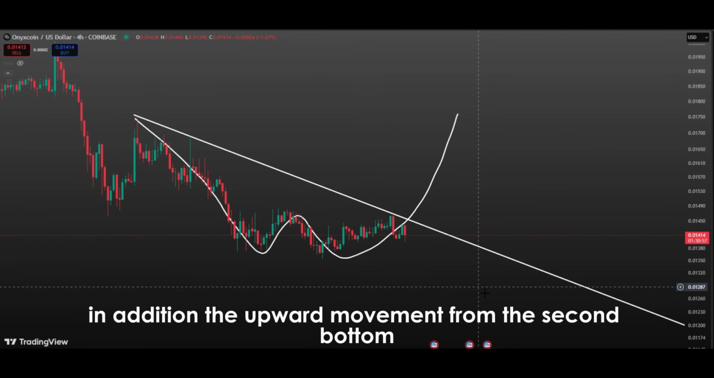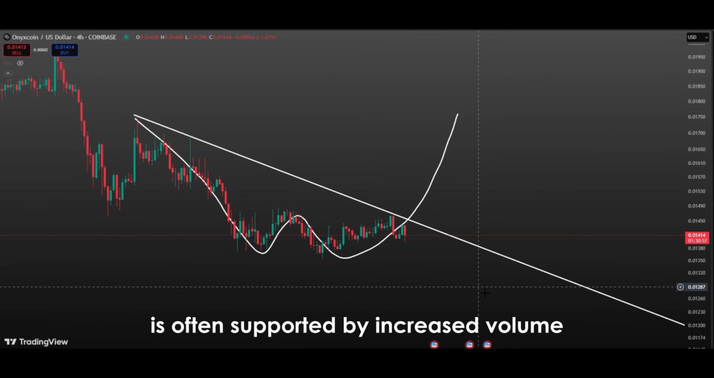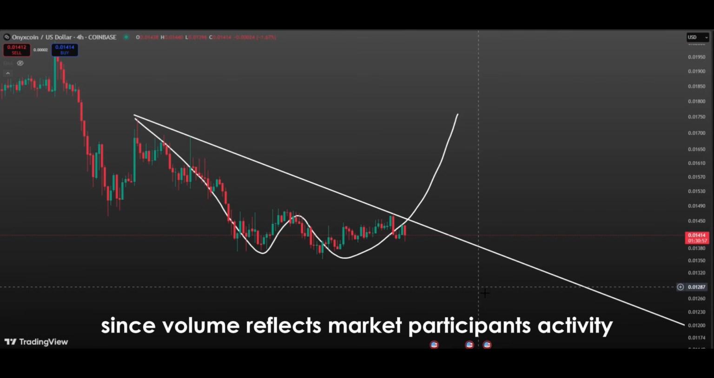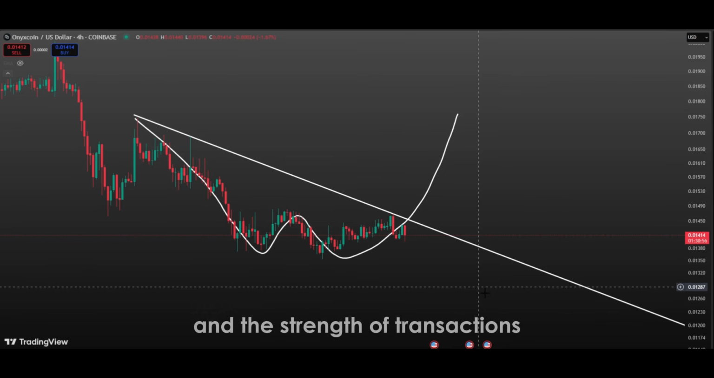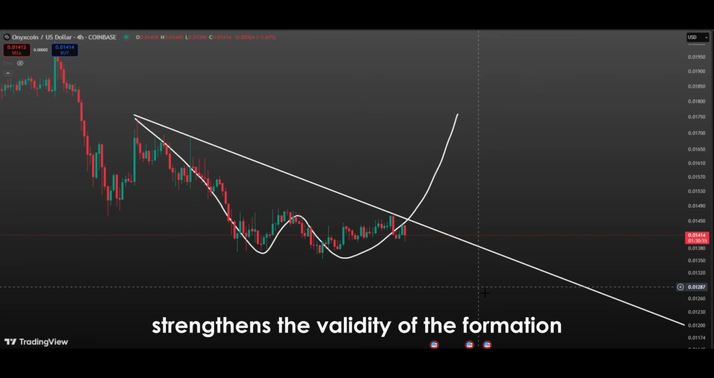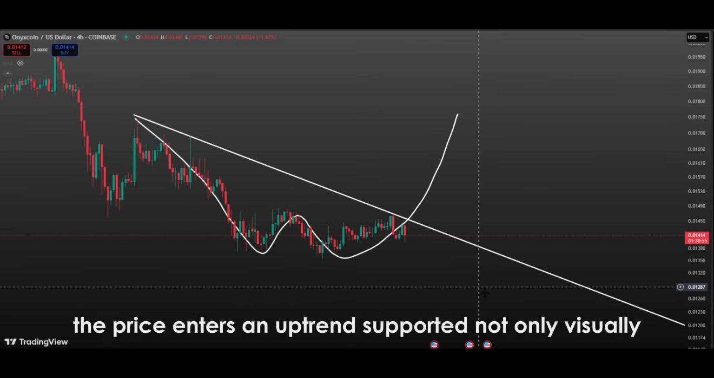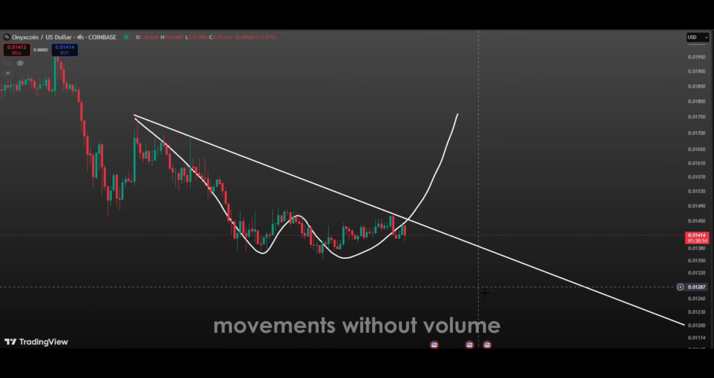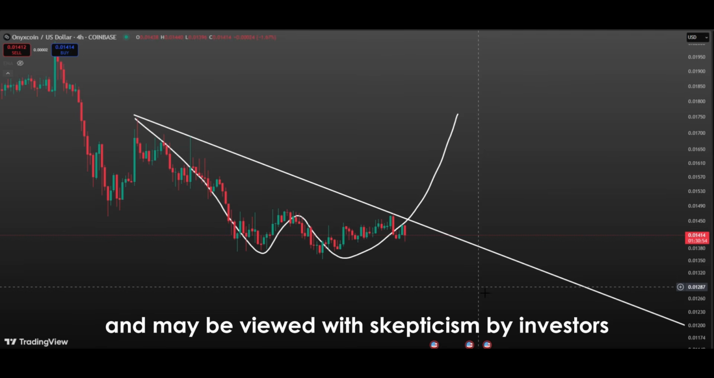In addition, the upward movement from the second bottom is often supported by increased volume. Since volume reflects market participants' activity and the strength of transactions, high volume accompanying the rise strengthens the validity of the formation. In this case, the price enters an uptrend supported not only visually but also by trading volume. Movements without volume support are generally short-lived and may be viewed with skepticism by investors.